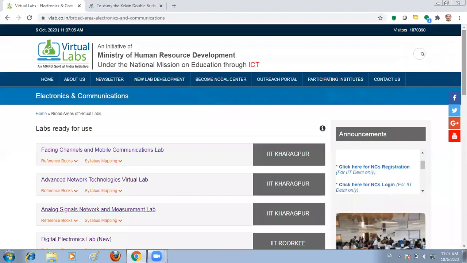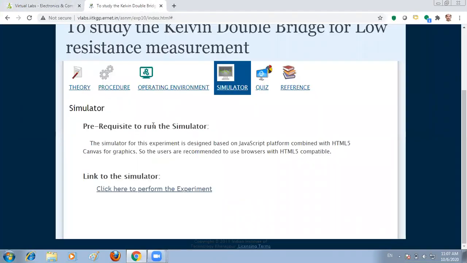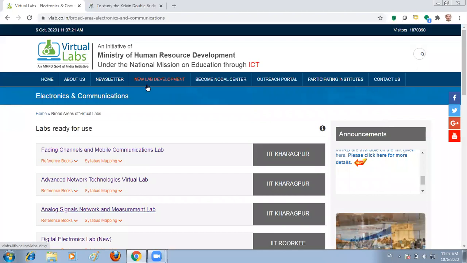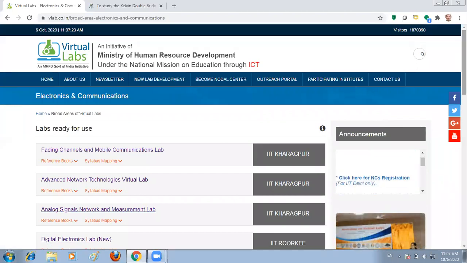So we will see the experiment, that is to study the Kelvin double bridge for low resistance measurement. We will perform this experiment by using virtual lab.